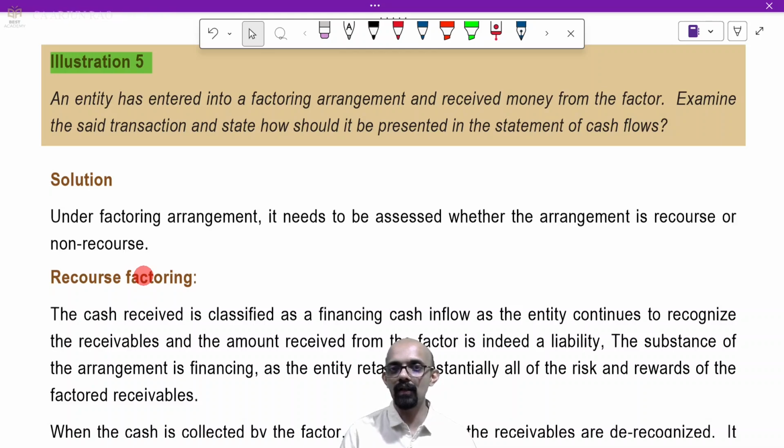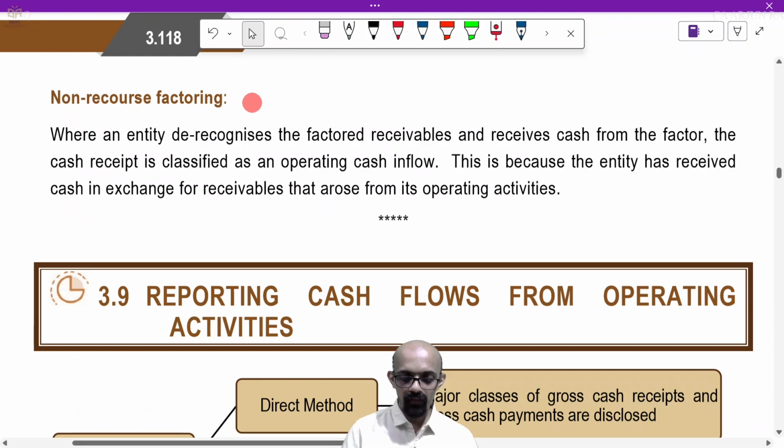And if it is without recourse, it is operating. If it is without recourse, both are immediately derecognized. So basically you pass the entry cash to debtor, right? So you are derecognizing the debtor. So you are receiving cash from me, the factor. You don't have any liability to me if it is non-recourse, because I cannot come back to you.